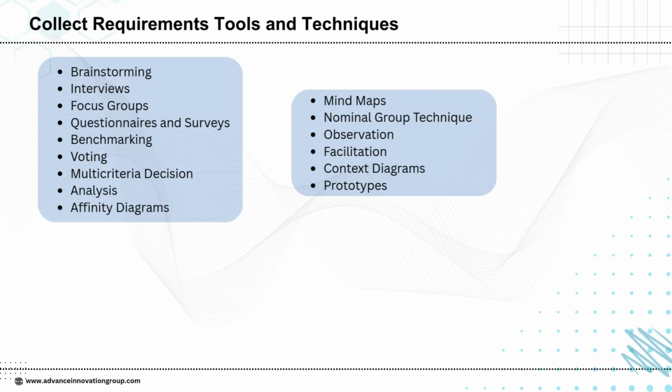When we talk about collecting requirements, there are several tools and techniques that help us understand stakeholder needs clearly. Brainstorming and interviews allow us to gather ideas directly, while focus groups and surveys help in getting feedback from multiple people. Techniques like benchmarking and voting guide us in identifying best practices and preferences. Multi-criteria decision analysis and affinity diagrams are useful to organize and prioritize requirements. Creative tools such as mind maps and prototypes allow us to visualize concepts, and observation helps us see how processes work in reality.